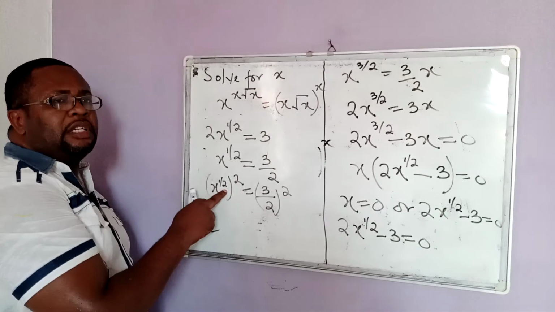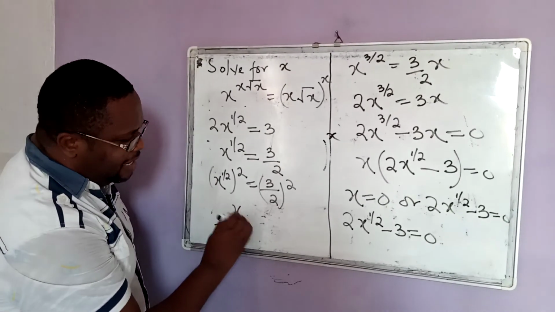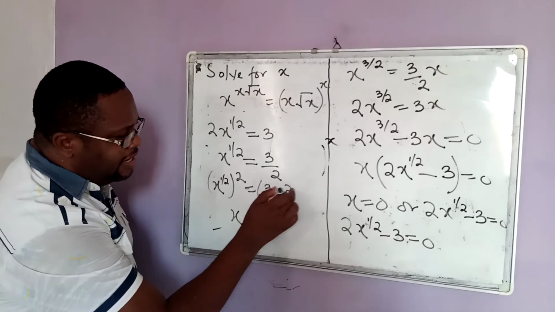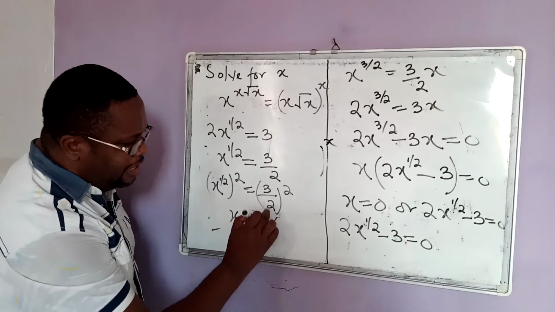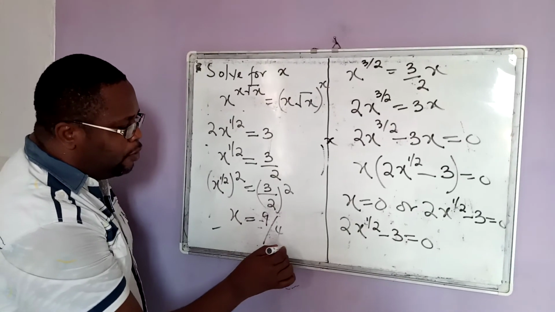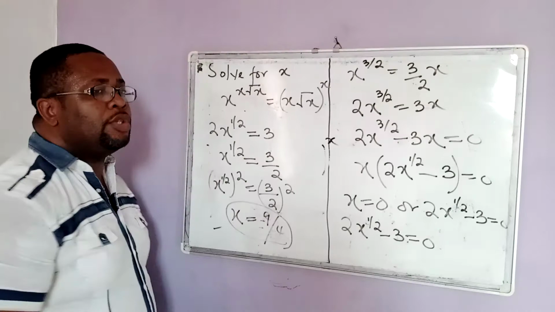These two will cancel this half here, and you now have that x becomes equal to 3 squared, which is 9, divided by 2 squared, which gives me 4. And this becomes the solution to that problem.